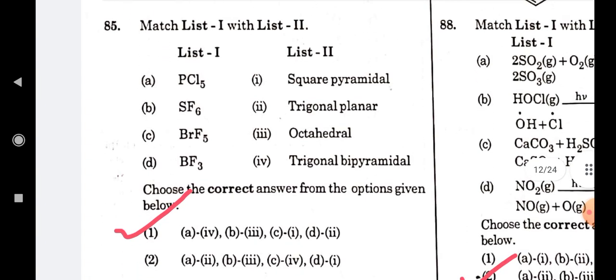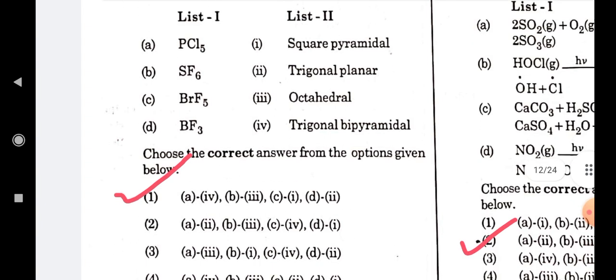Next the matching. So you can say the PCl5 has the trigonal bipyramidal structure, the SF6 has the octahedral structure, the BrF5 has the square pyramidal structure, and the BF3 has the trigonal planar structure. So it follows option number 1, so it will be the correct option number 1.